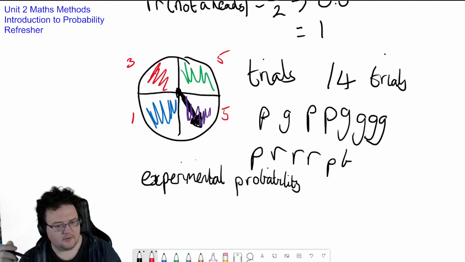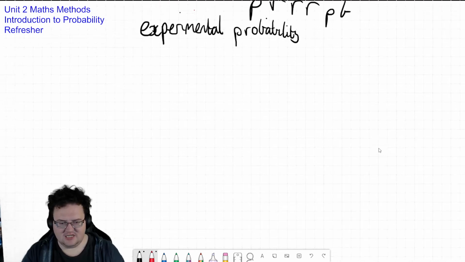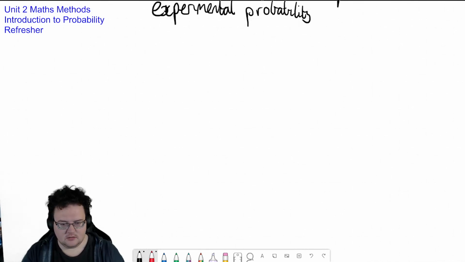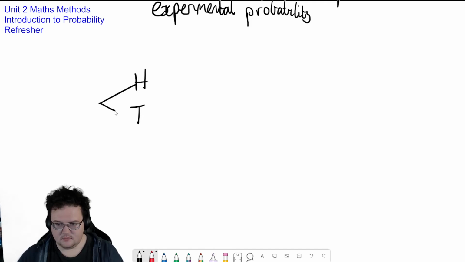Sometimes we have to talk about probabilities that rely on other things happening. And this is what is known as a multi-stage experiment. If I flip a coin, what are the 2 possible outcomes? Well, heads or tails.